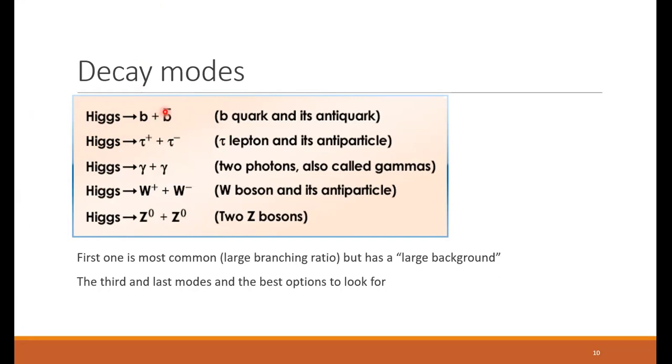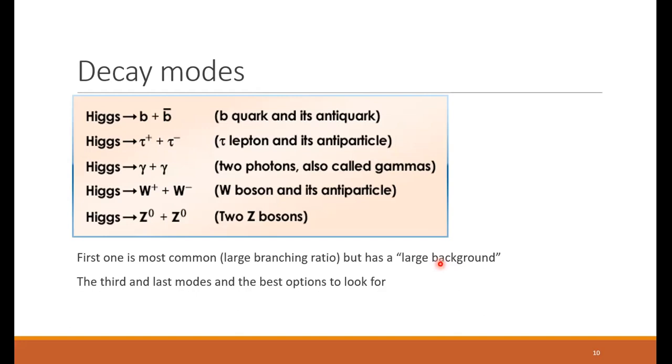Now, we know that the most common decay mode is the first one, into the bottom quark and the antiparticle. And so we say that this has a large branching ratio, that there's a high probability of this happening, right? But the problem with this is that it has what is called a large background. So if we were to look for the Higgs by looking for the bottom quark and its antiparticle, the issue is lots of other normal processes also produce this same pair of particles. So it would be hard to tell if we did find a bottom quark and its antiquark, is that because of the Higgs, or is it because of some other particles? So that's why we say it has a large background, and that makes it a bit of a difficult process to check for.